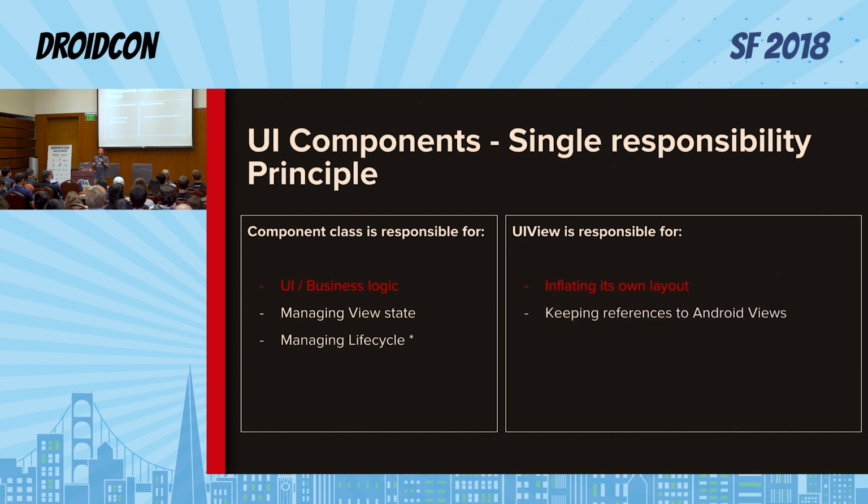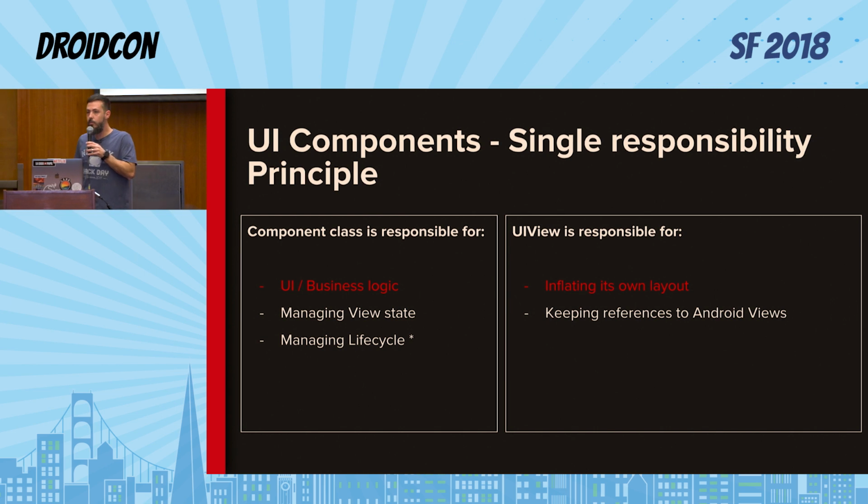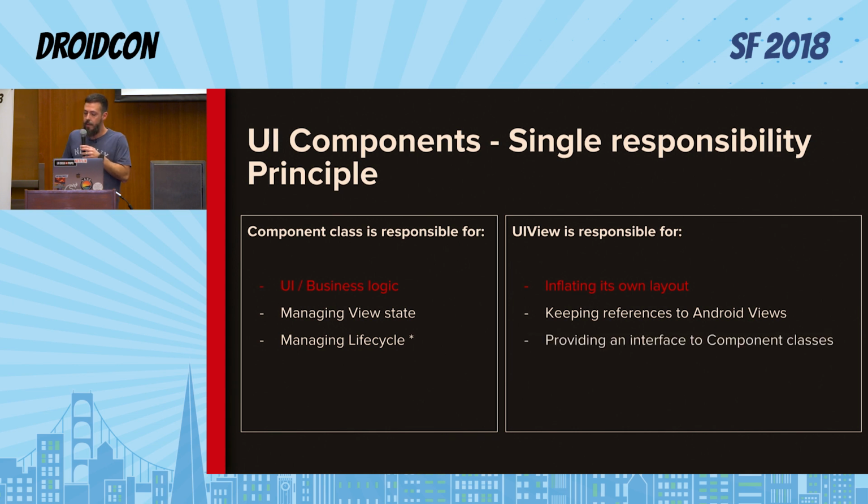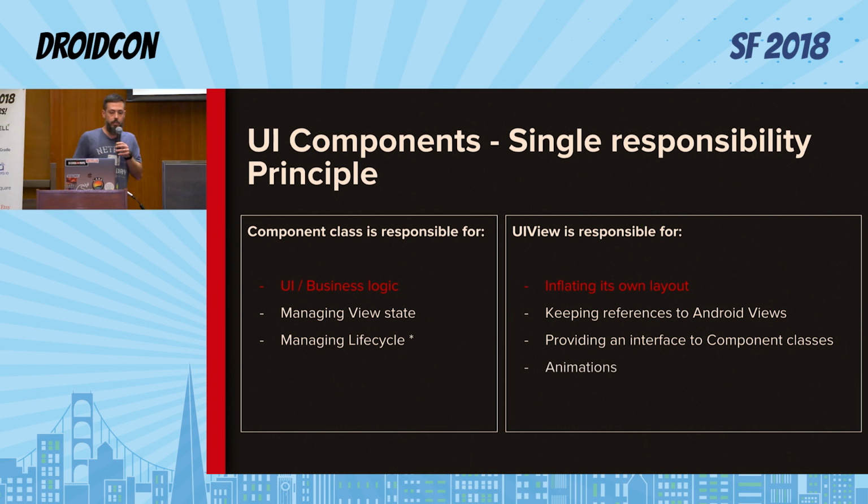It also will find all the Android views and keep references to that. That's the one that's going to change the state of the Android views, but it does not hold any state. It's completely stateless. The component class is the one that knows about the state. And then it provides an interface for the component classes, and it implements some animations. So the animation logic, it's a good place to put that because it's view-related.